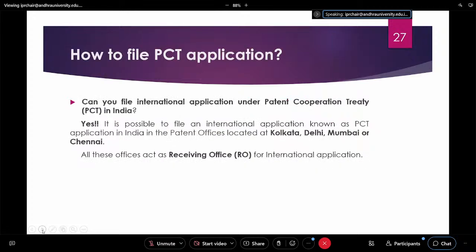How to file a PCT application? Can you file an international application under the Patent Cooperation Treaty in India? Yes, it is possible to file the international patent application, called a PCT application, in the Indian Patent Office offices located at Kolkata, Delhi, Mumbai or Chennai. All these offices will act as receiving offices. They are called receiving offices.